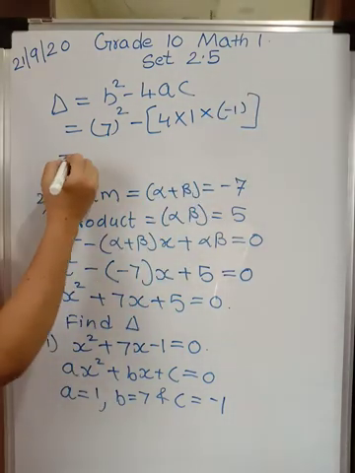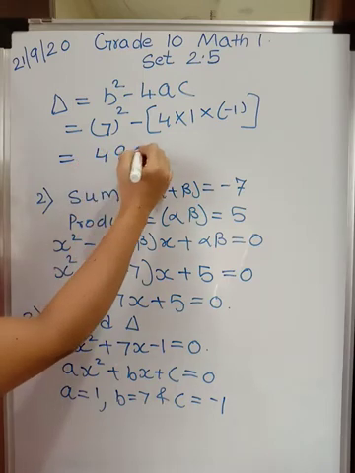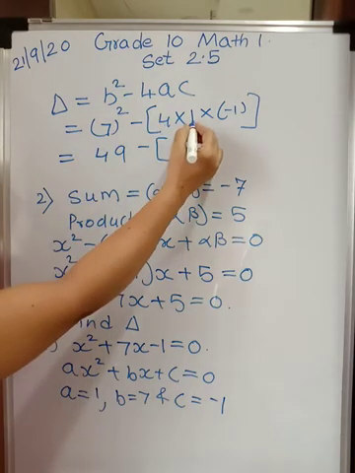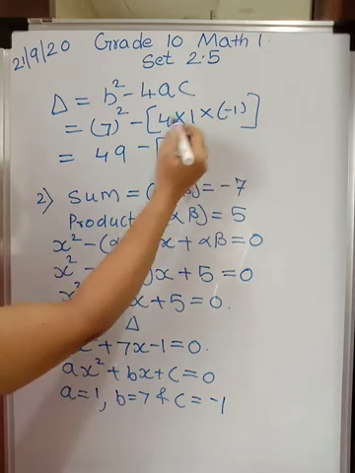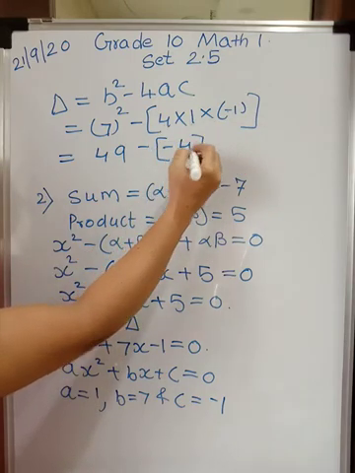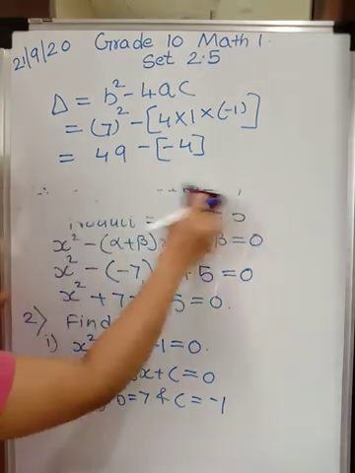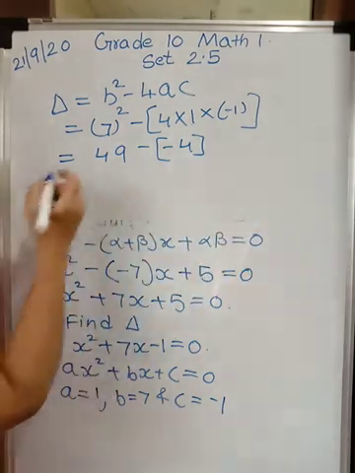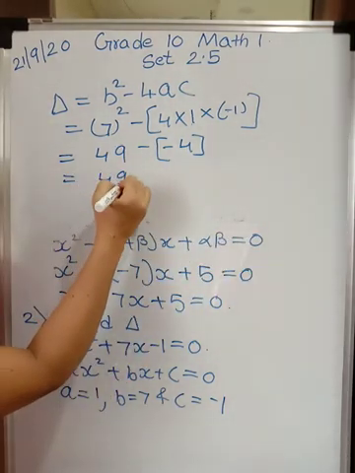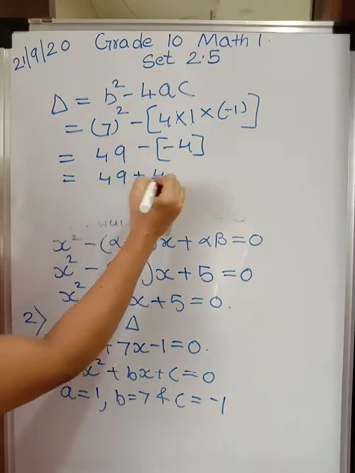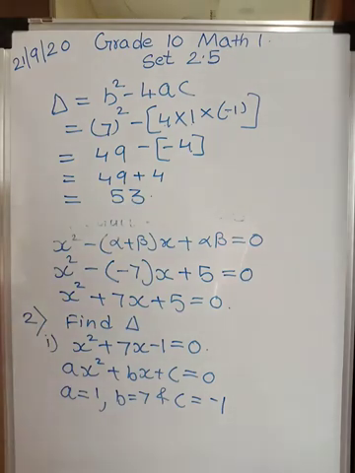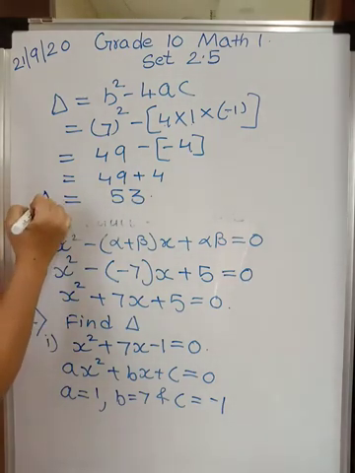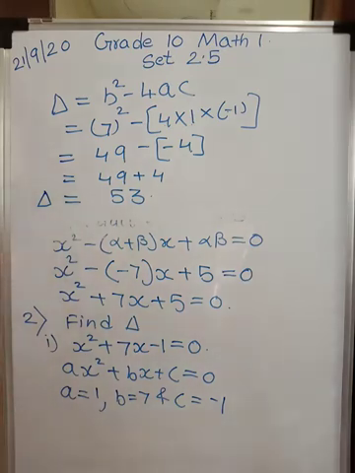Alright. So 7 square is 49 minus 4 into 1 is 4. Minus into plus is minus 4. So what we have? This will be equal to 49 minus into minus plus 4, which is equal to 53. So your value of delta is 53. I hope it is clear. Okay. Let's go for another problem now.